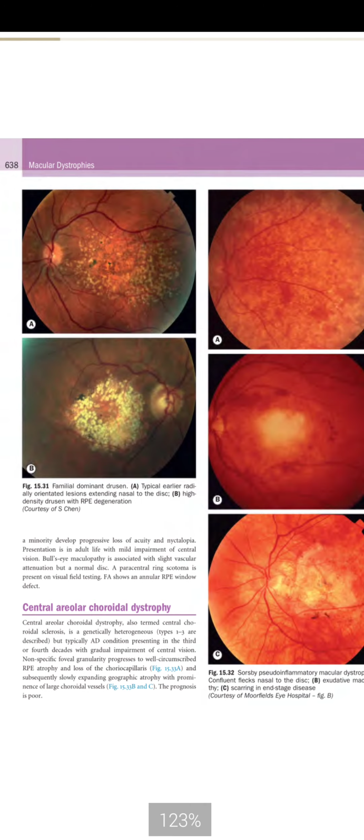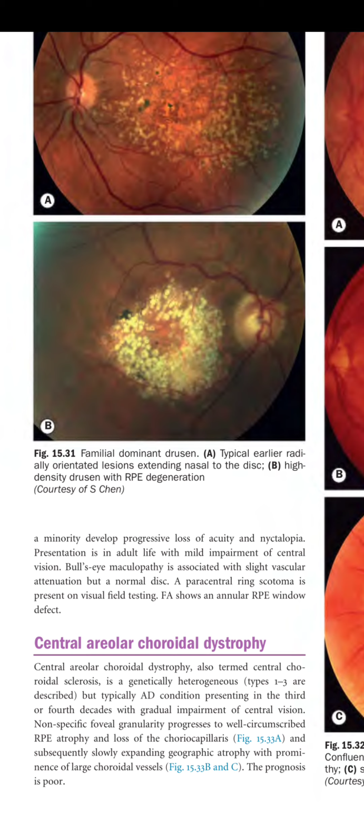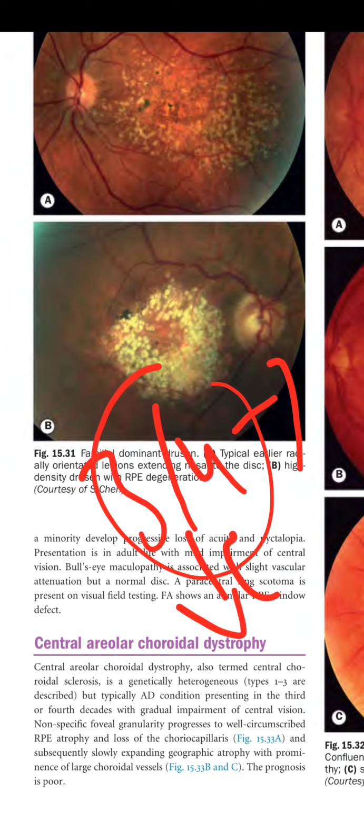Then there is central areolar choroidal dystrophy. Central areolar choroidal dystrophy, also termed central choroidal sclerosis, is genetically heterogeneous. Types 1 to 3 are described, but typically it is an autosomal dominant condition presenting in the third or fourth decade with gradual impairment of central vision. So usually it presents in the third or fourth decade and there is an impairment of central vision. Non-specific foveal granularity progresses to well-circumscribed RPE atrophy and loss of choriocapillaris and subsequently slowly expanding geographic atrophy with prominence of large choroidal vessels.